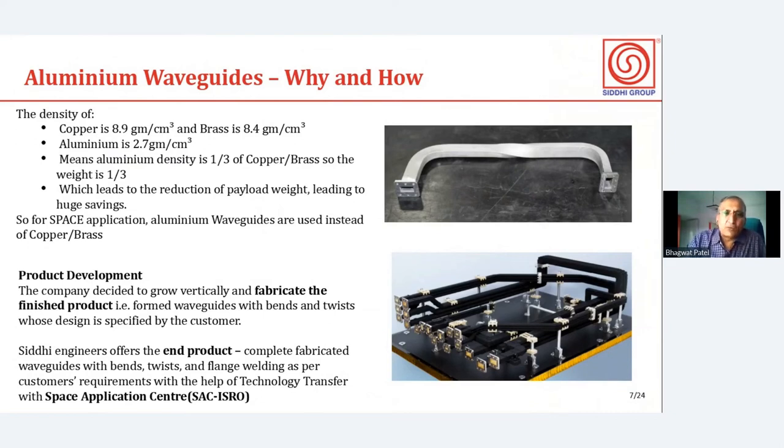But copper and brass have a high density, and aluminium has one-third of that density. So when we talk about space and payload applications, weight is a very major and important criterion, because sending weight into space costs a lot of money. To save on the cost, aluminium is used. And then inside, for better efficiency, silver or gold plating is carried out, which minimizes the loss.